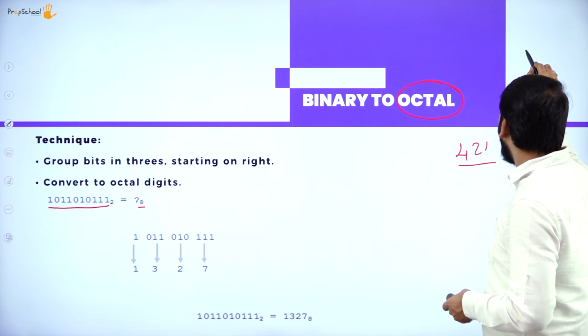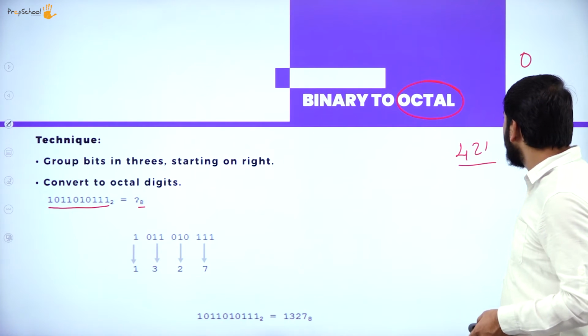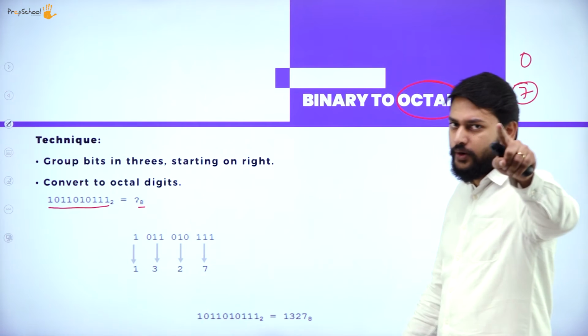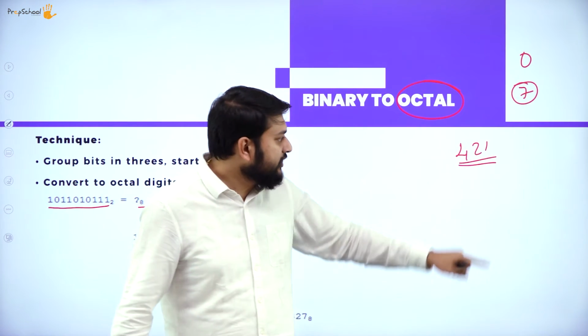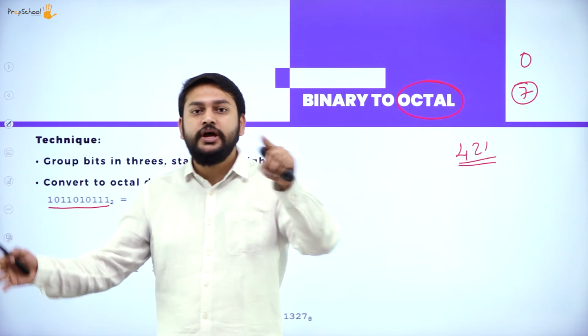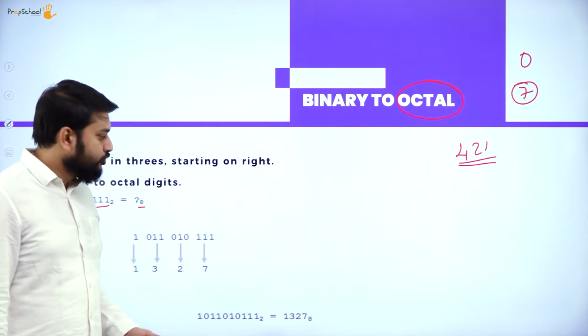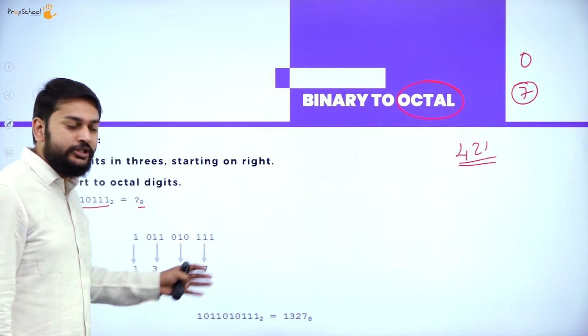Because what is the range of octal? 0 to 7. What is the maximum number that I have? 7. So if I perform the addition of 4, 2 and 1, do I get 7? Yes. So within this, will I get all the numbers which I have in octal? Yes, I have. That's the reason. Alright, so I'm grouping all the numbers into 333.